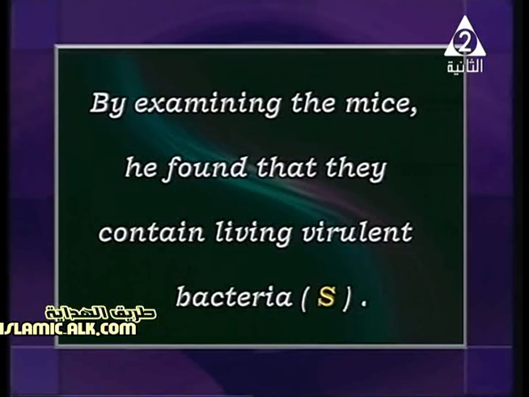Again, he brought two groups of mice, and they were injected with R and S types, and after that one of these types was subjected to heat, and he repeated the experiment. By examining the mice, he found that they contained living virulent S bacteria, but they didn't die.